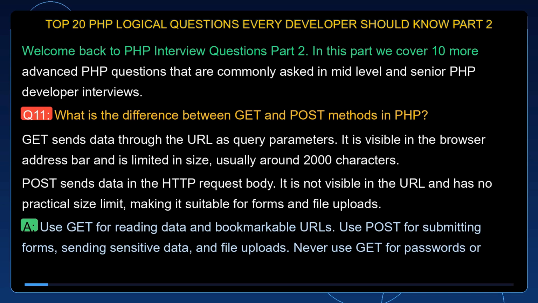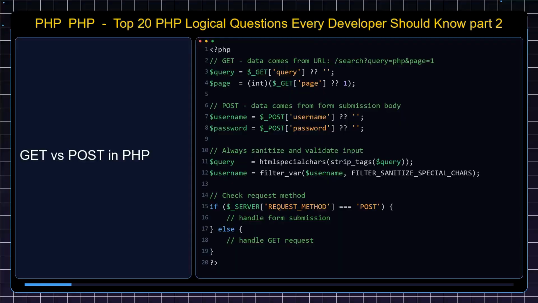Use GET for reading data and bookmarkable URLs. Use POST for submitting forms, sending sensitive data, and file uploads. Never use GET for passwords or payment data. GET vs POST in PHP.